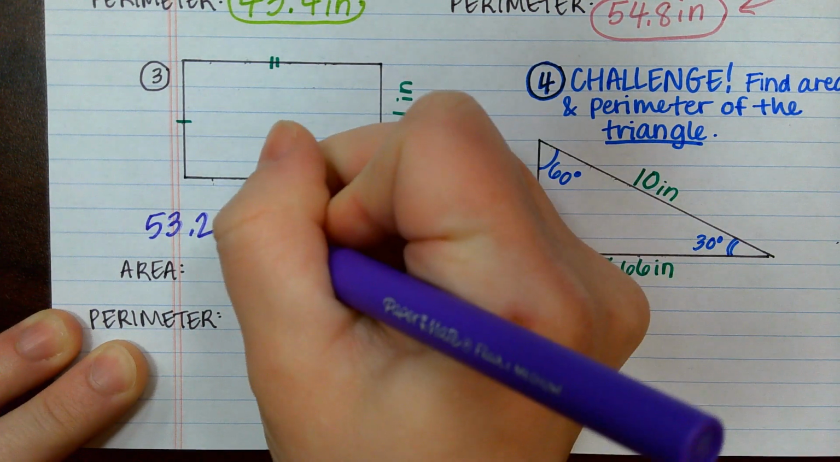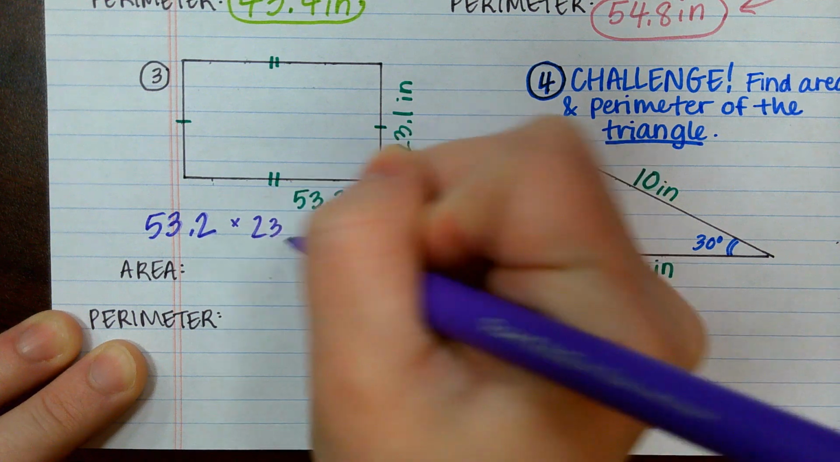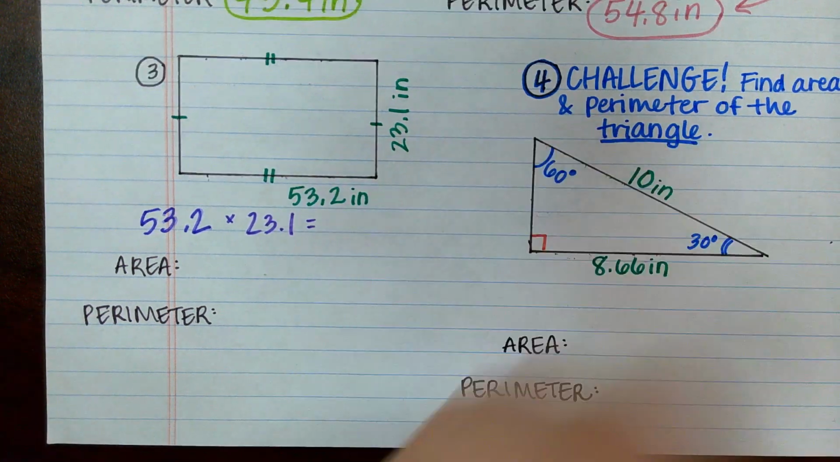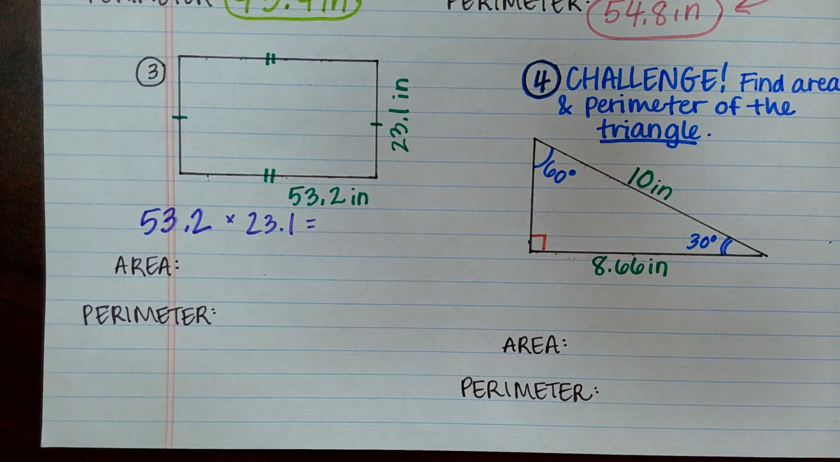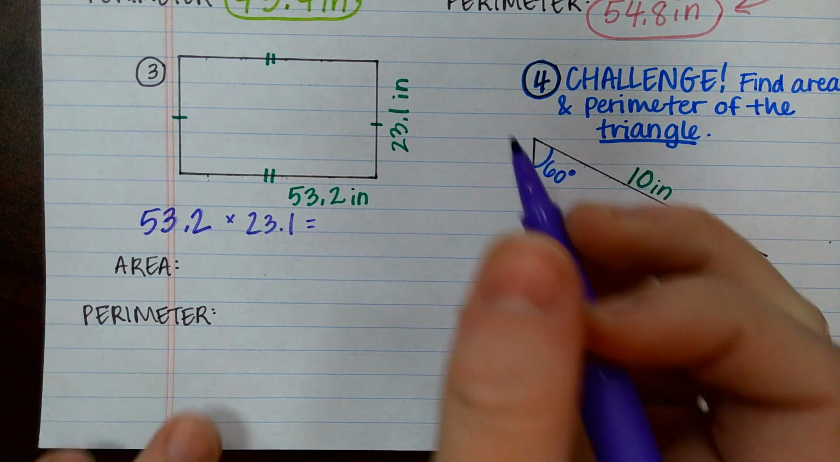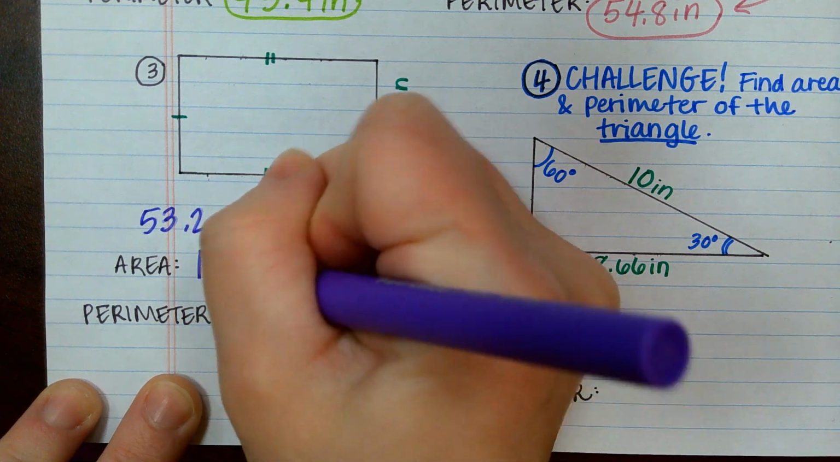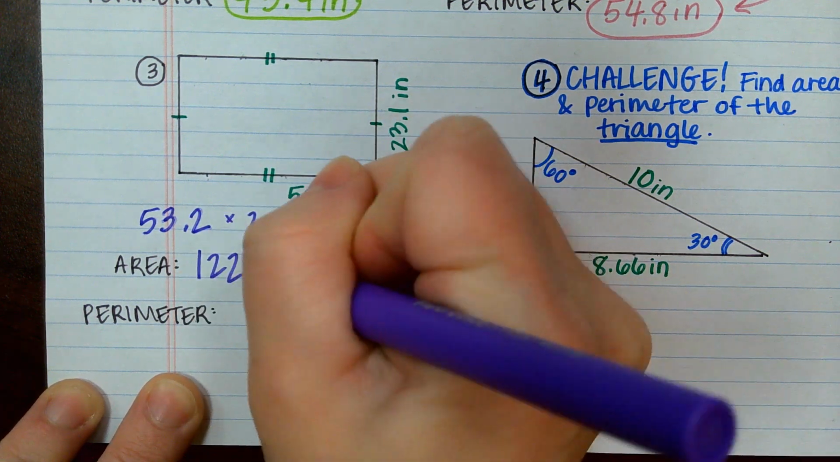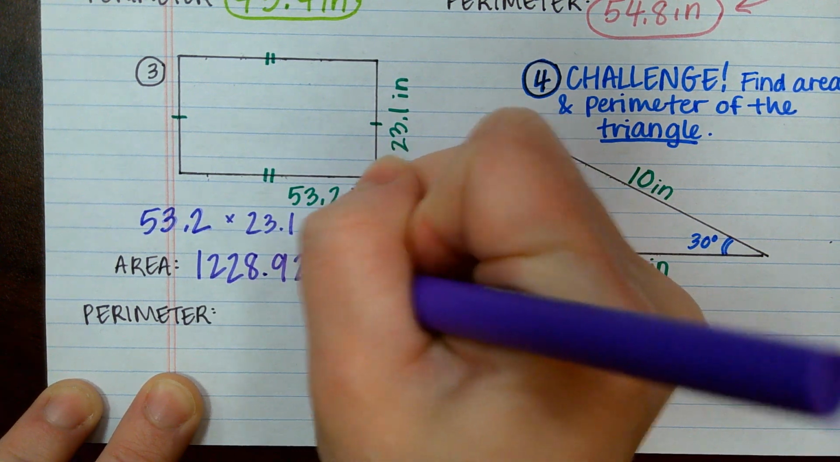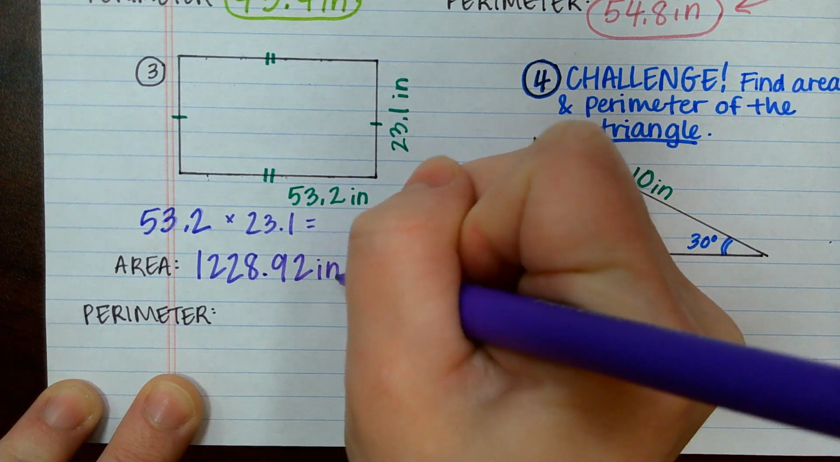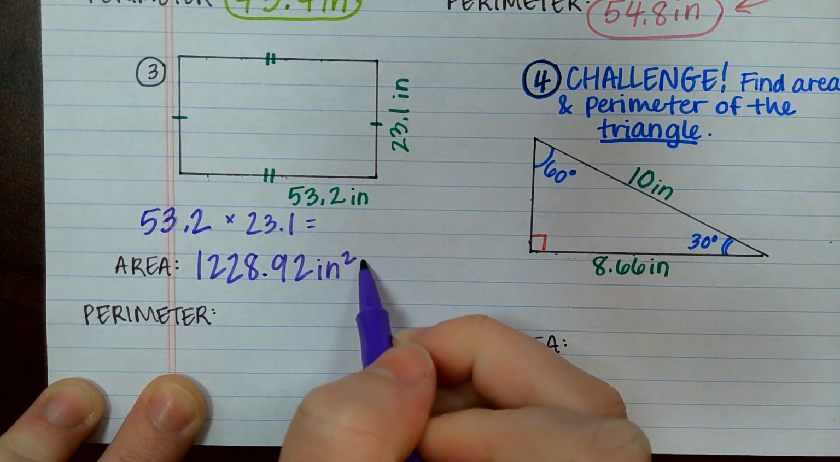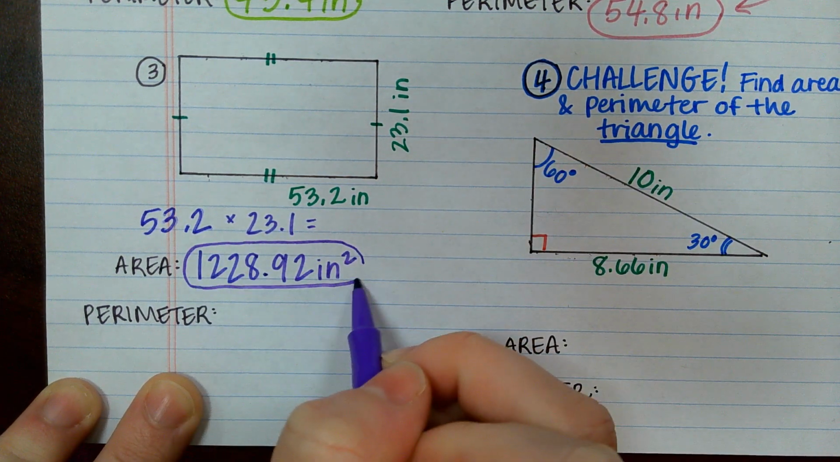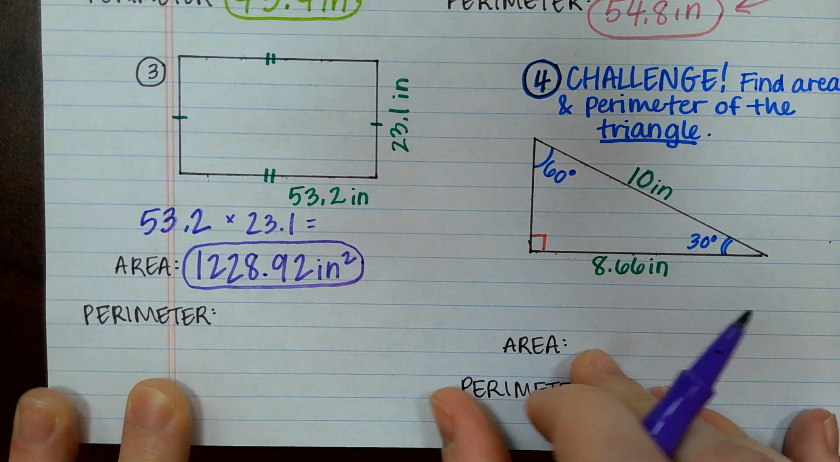0.2 times 23.1. It's 1,228.92. Woo, that is a big number. 1228.92. Perfect. Inches squared. Inches squared, amazing. Awesome. I'll circle that. And how do we find the perimeter?